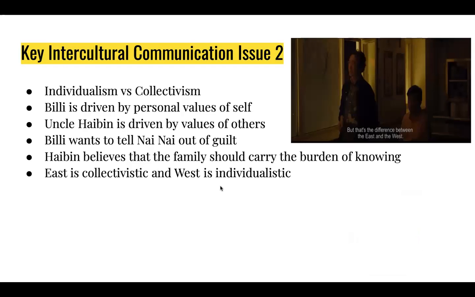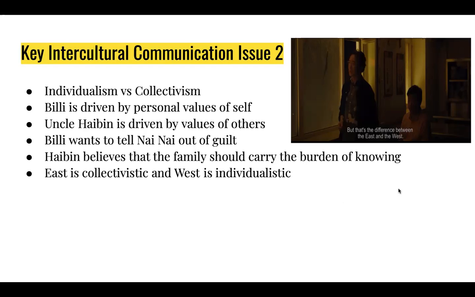In the scenario, Uncle Haben tells her, you want to tell her because you're the one feeling guilty, and if you do tell her, that burden will be lifted from you. He's implying that Billy is ultimately just thinking about herself and not how Nai Nai will feel when she hears the news. Haben is saying we're doing it because we don't want to put that burden on Nai Nai. We want to carry it ourselves as a family because we want her to live a good life until her time eventually comes. So we see where individualism comes in with Billy's cultural values: I'm feeling guilty and I will only feel better once I tell Nai Nai. And Uncle Haben says no, because in Chinese culture, it's about maintaining family harmony, and if you tell her, you're going to disrupt that harmony.